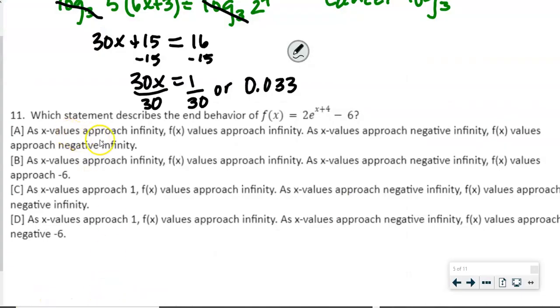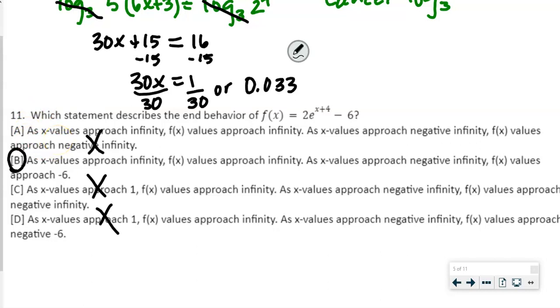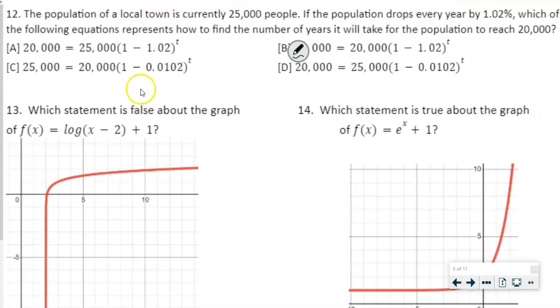So as x approaches infinity, f of x approaches infinity, that's true. This would not be true, because we're not approaching 1. And as x values approach negative infinity, the f of x values approach negative infinity. That's not true, but there's our -6. So there's our answer, okay? So I would go ahead and write down what the actual end behaviors are if I was doing an end behaviors problem like this, and then just compare the answer choices with what I have.